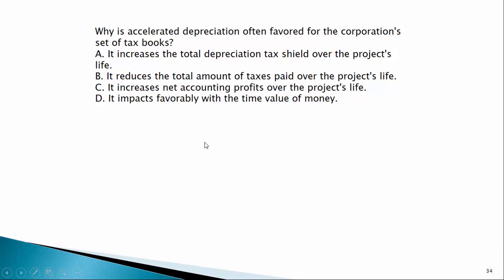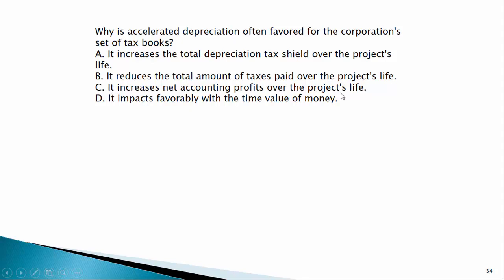Why is accelerated depreciation, that is the Macrs schedule, also called accelerated depreciation? The point here is that companies, given the choice, will almost always choose accelerated depreciation, because the answer here is D. It impacts favorably with the time value of money, right? It's not A, that it increases the total depreciation tax shield over the project's life. That's not true. You have the same amount of depreciation either way. It's just you depreciate more of it early on with the Macrs schedule. It doesn't reduce the total amount of taxes over the life. It just changes the timing of the taxes. With the Macrs schedule, you pay more taxes out at the end than you do early on.